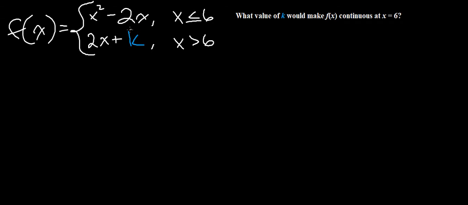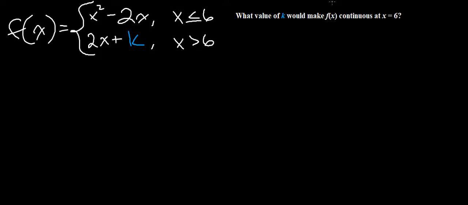So we're given yet another piecewise function, and we're noticing that we're a little bit stuck right here. We notice there's a k, a constant k that we don't know. And this problem is asking us what value of k would make f of x continuous at x equals 6. So we have to find what value of k is going to make this whole piecewise function continuous at x equals 6.